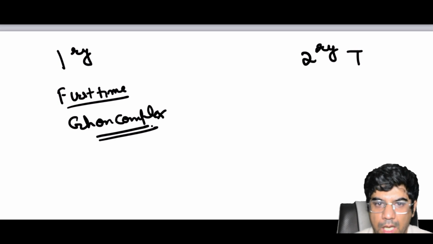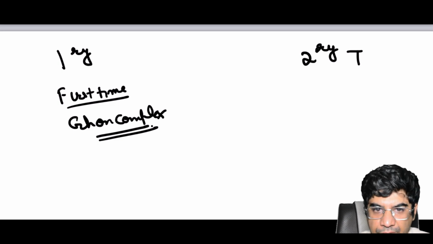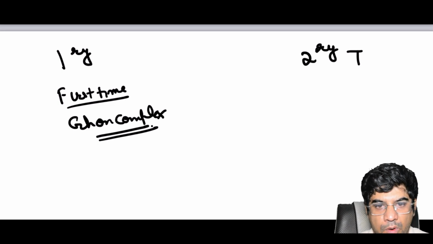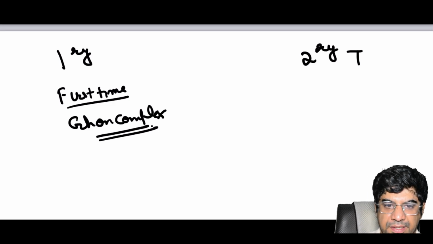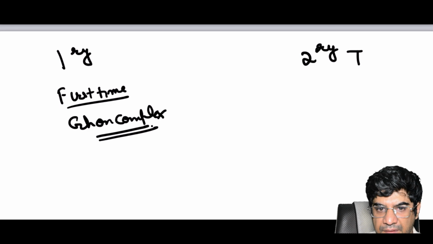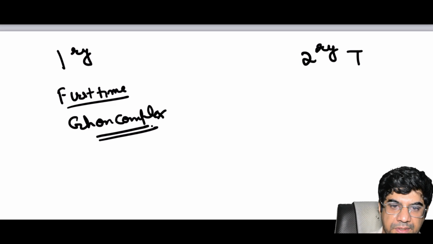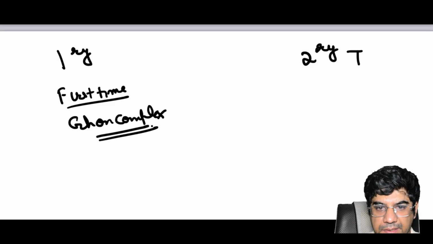The Ghon complex includes the pulmonary component, lymphatic vessel component and lymph node component. So what are the components of Ghon complex? Pulmonary component, lymphatic vessel component and the lymph node component. The Ghon complex consists of tuberculous granuloma with caseating necrosis in the lungs, lymphatics with the phagocytes that contain bacilli, and the lymph node that shows caseating necrosis.